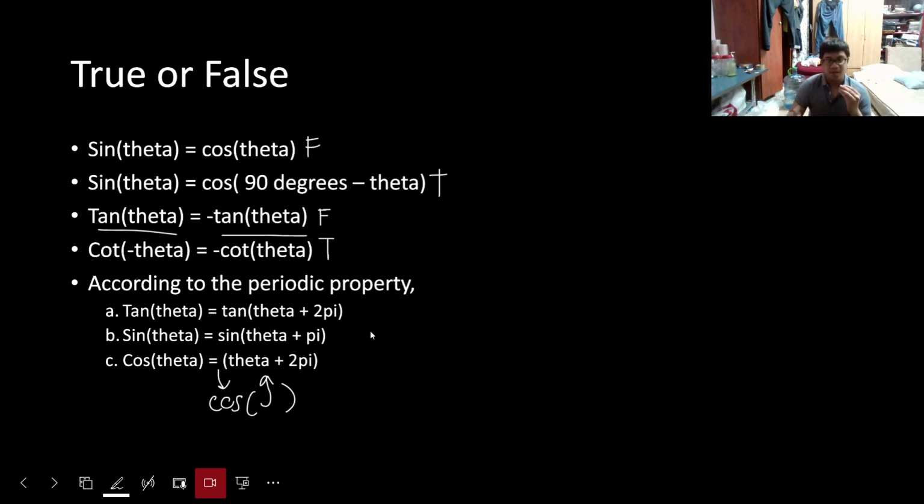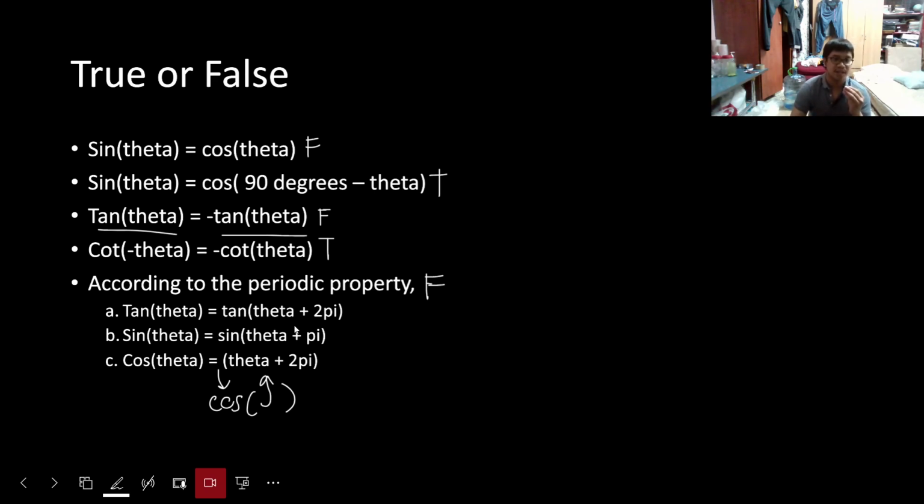If you're asking me, is at least one of them correct? Then the answer is yes. But if you're asking me, logically speaking, are they all correct? The answer here is no. So the answer here is false. Why is it that not all equations here are correct?